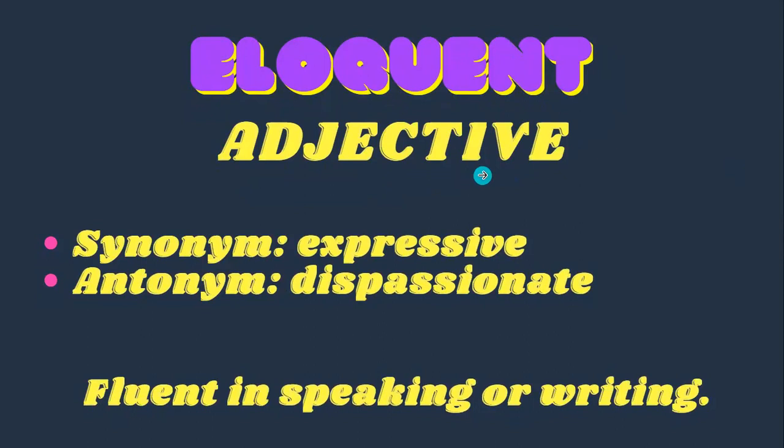This word is an adjective. A synonym of it is expressive. He's very well prepared. He's fluent. He knows everything. An antonym, it means the opposite, is dispassionate. He's not prepared. The definition: fluent in speaking or writing. He is fluent in speaking and writing. This is what we call eloquent.